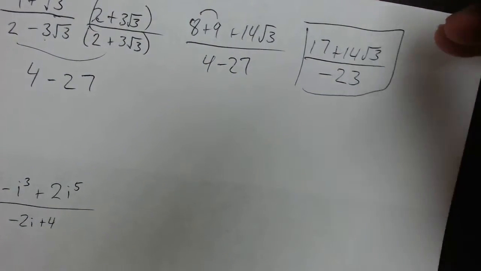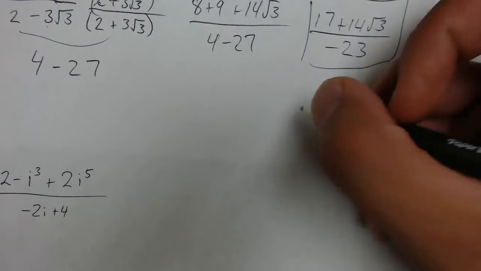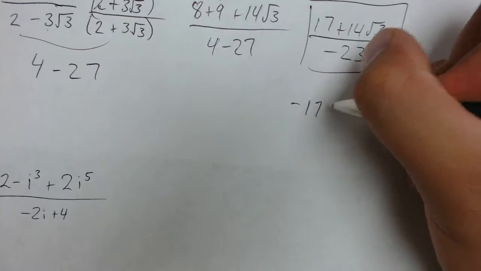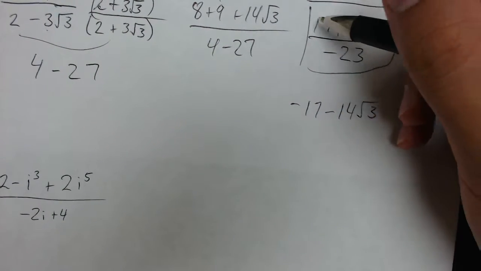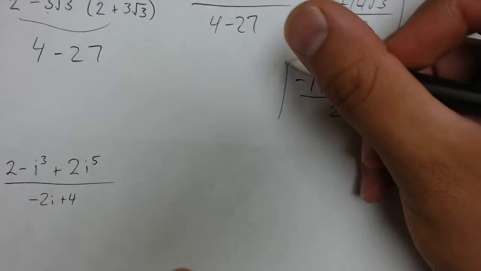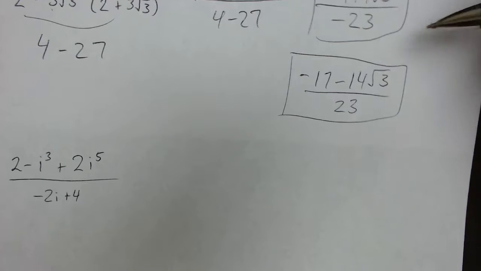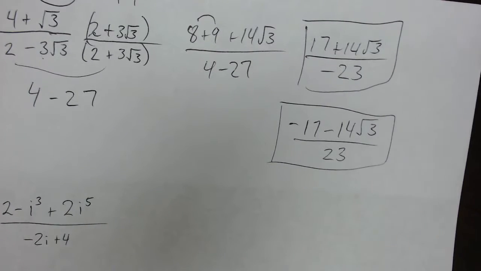Another way that you can change up the answer is if you don't like having negatives in your denominator, you could move it to the numerator, and your answer could also be negative 17 minus 18 root 3, because the negative would distribute to both terms in the polynomial, over positive 23. So that's also an acceptable answer. You really don't have to change it. If you want to, you can, but both of these are fine.